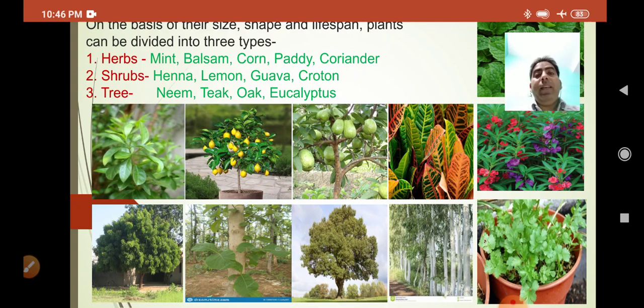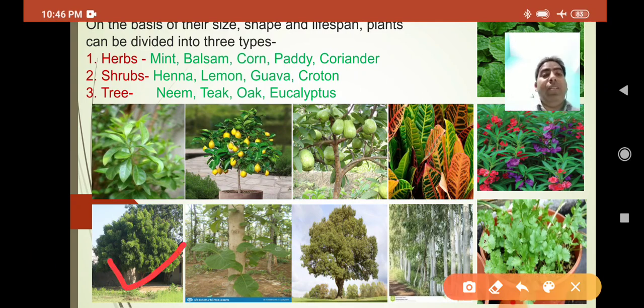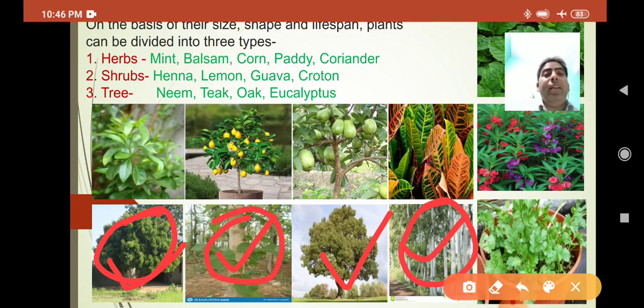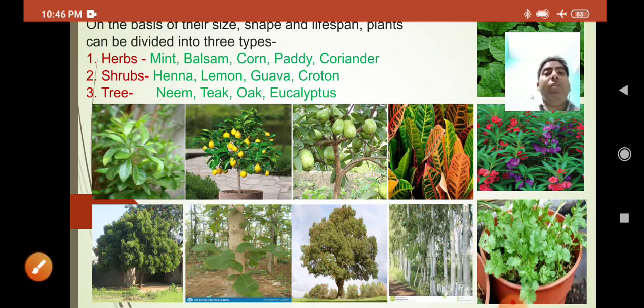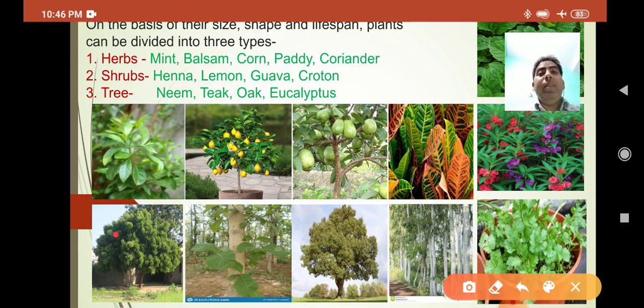You can see here these big trees. This is also a big tree, this is also a big tree. This also comes under the tree. This is eucalyptus, this is the neem, this is teak, and this is oak. All these are trees, and many branches arise from the upper part of the stem. You can see here the branches arise from the upper part of the stem. They are very thick and dense, much above the ground.